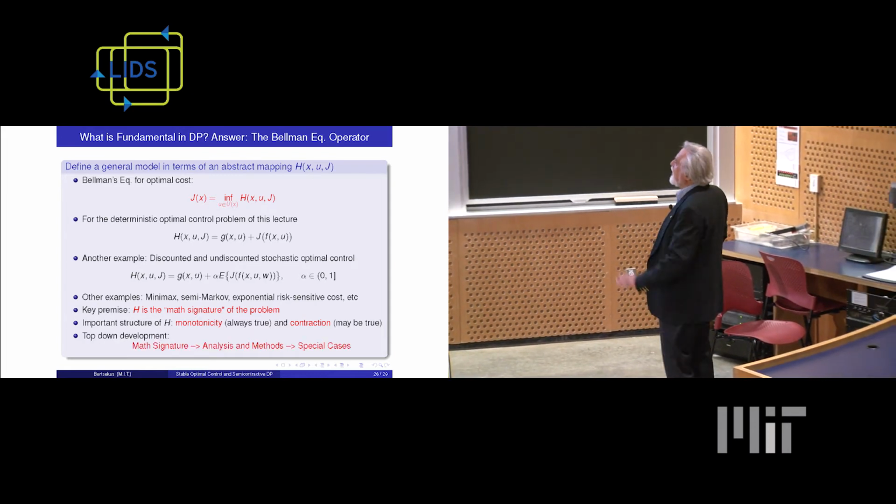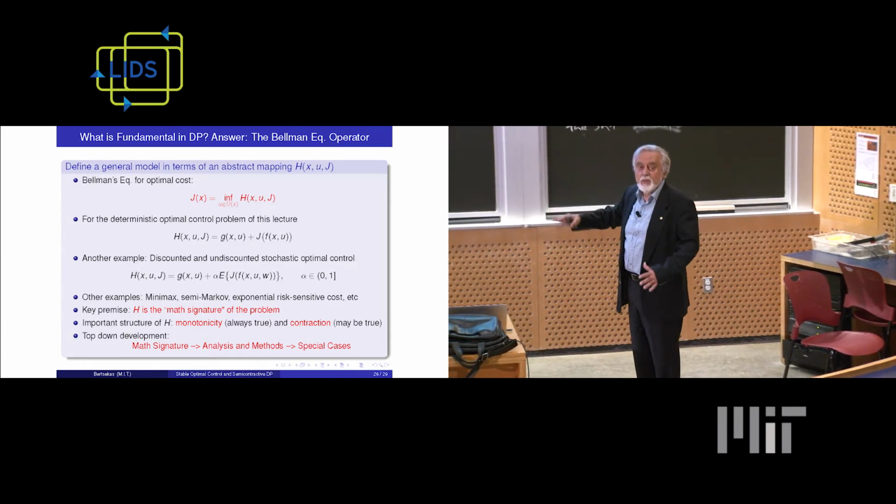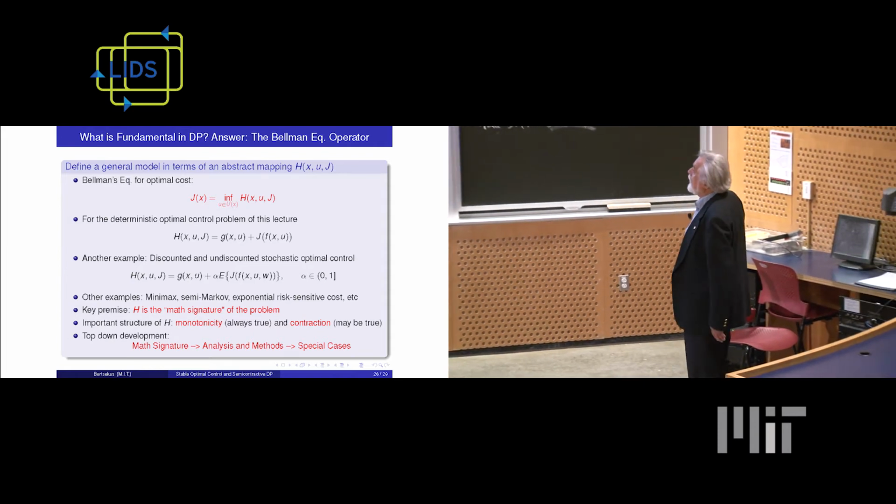So abstract dynamic programming uses a top-down development. Starting from H, you develop analysis and methods in the abstract, and then specialize them to particular types of problems.